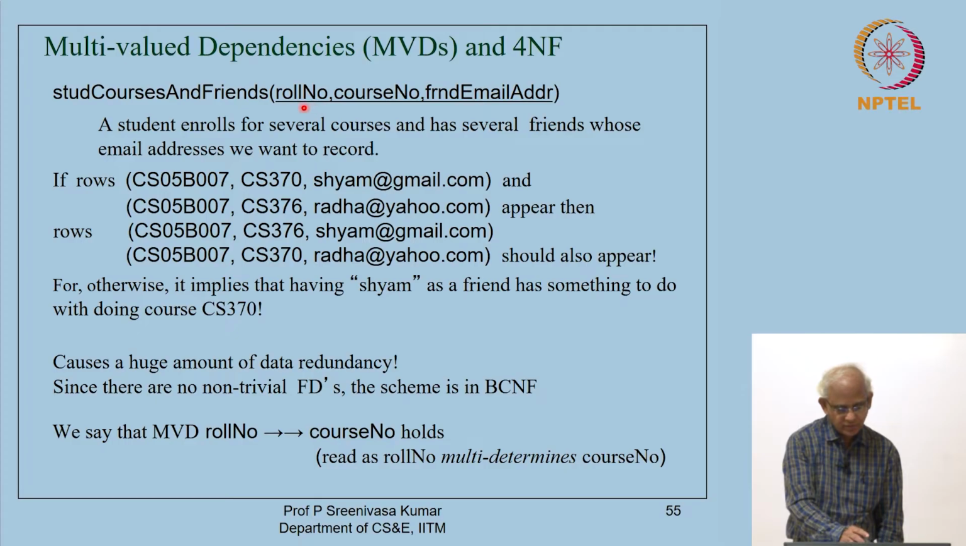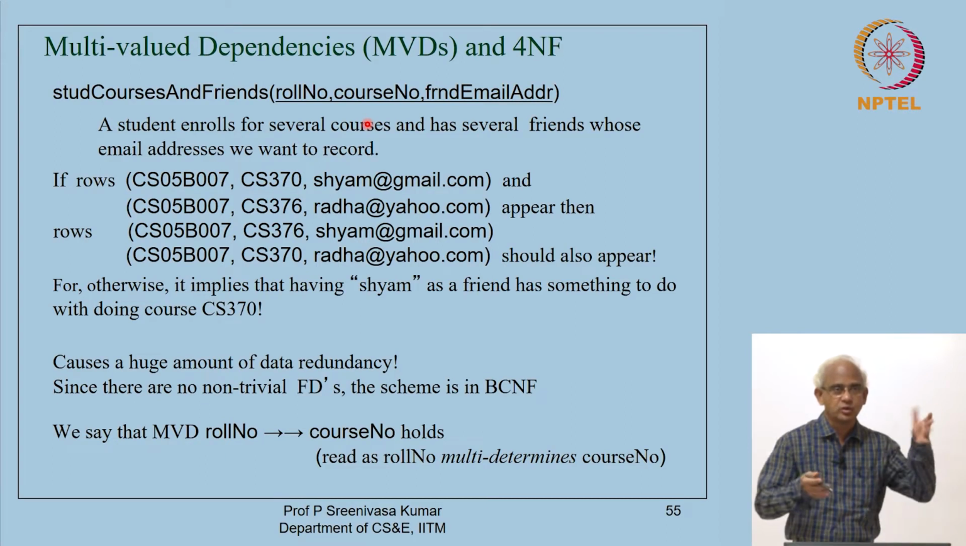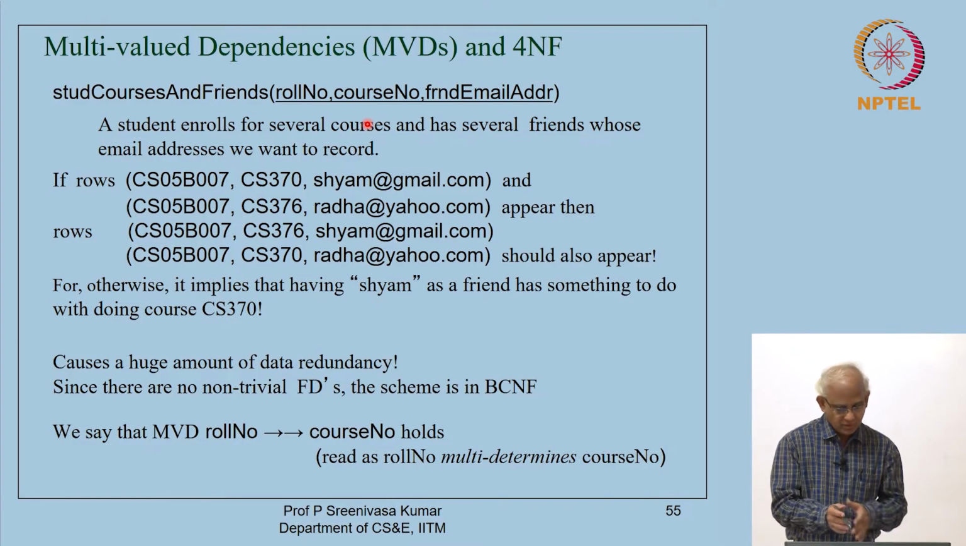So, in this kind of peculiar situation, you can guess that this situation has come up because these are two independent multivalued attributes of the student, and we have sought to put them together into one relation. And so, this kind of messy situation has arisen.